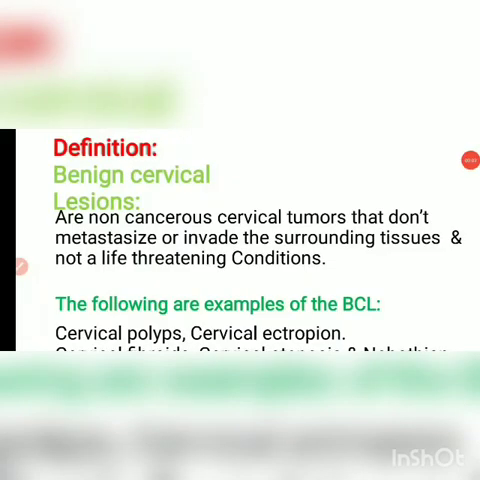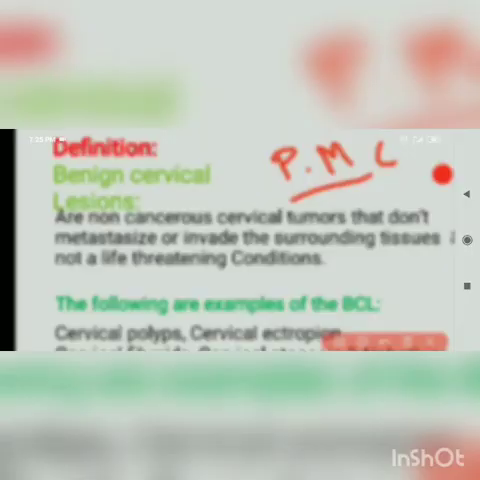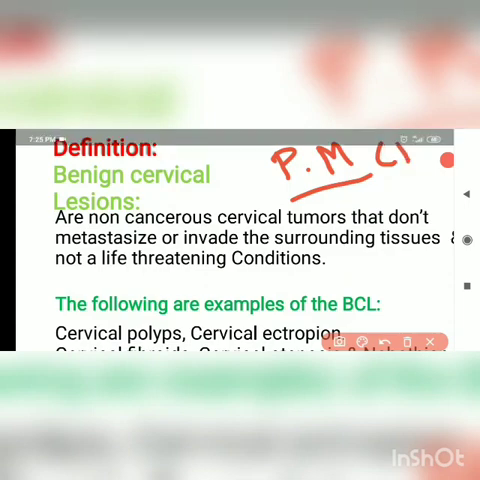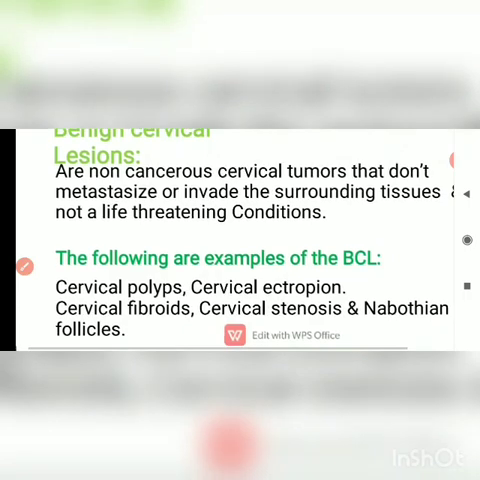So we'll see about the benign cervical lesions. What are benign cervical lesions? These are non-cancerous cervical tumors that do not metastasize or invade the surrounding tissues. So it would exclude all the pre-malignant lesions. What are the pre-malignant lesions of the cervix? Like CIN. What is CIN? Cervical intraepithelial neoplasia. I hope you have heard about it. And these are not life-threatening conditions also.